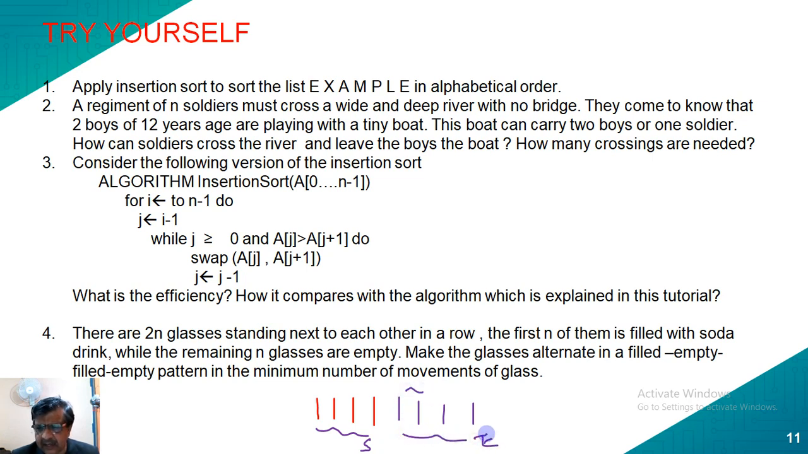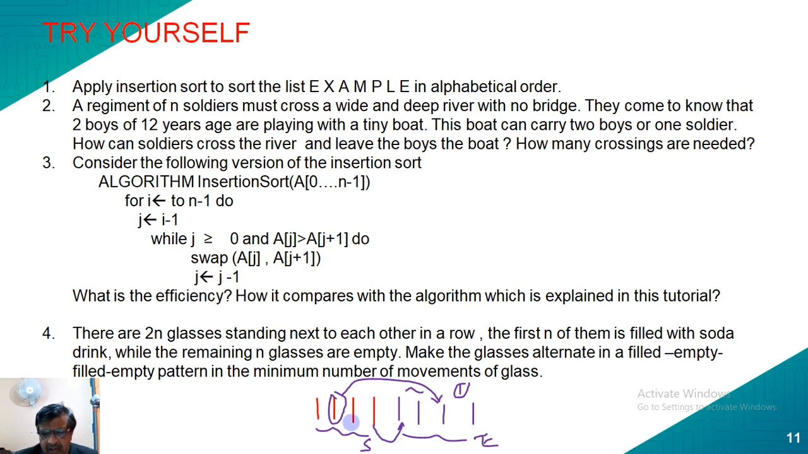Make the glasses alternate in a filled-empty pattern in the minimum number of movements of the glass. Here movement means lifting one of the glasses and pouring the contents into an empty glass. Therefore we will select this glass which is full of soda, and we will pour it over here. One movement. Then this is left as it is, and this is selected and it will be poured into this.